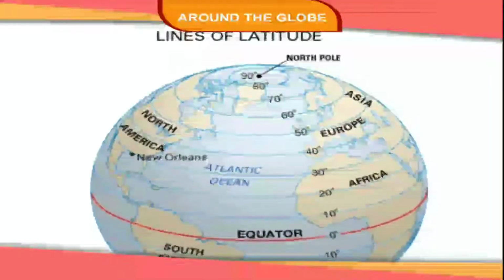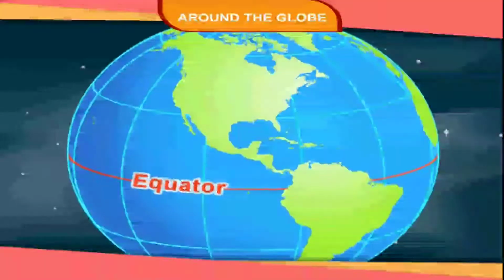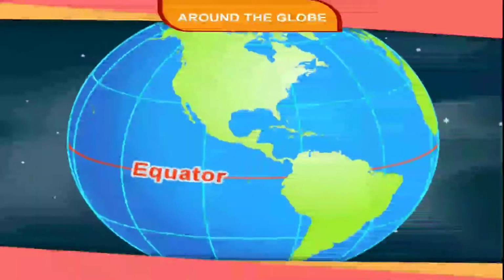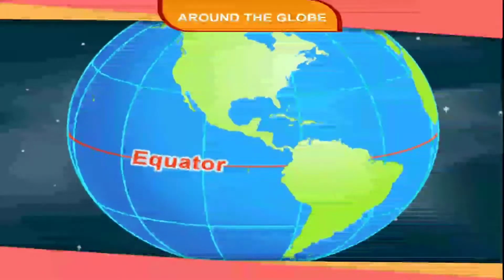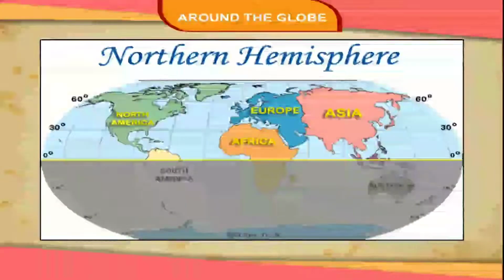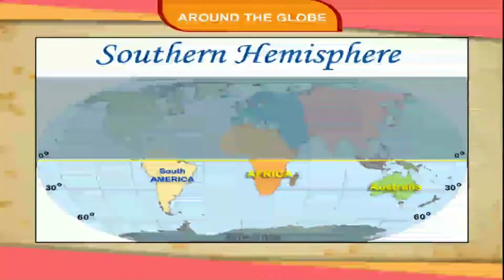We find a circle that runs exactly halfway between the North Pole and the South Pole. It is the largest parallel. It is called the Equator. It divides the globe into two equal parts. The northern half is called the Northern Hemisphere. The southern half is called the Southern Hemisphere.